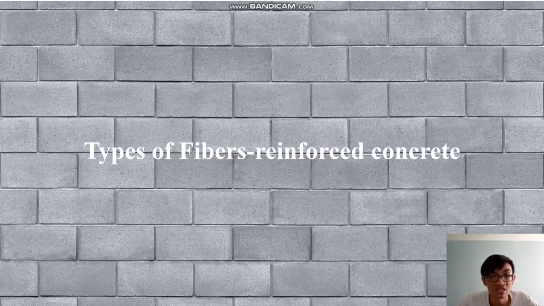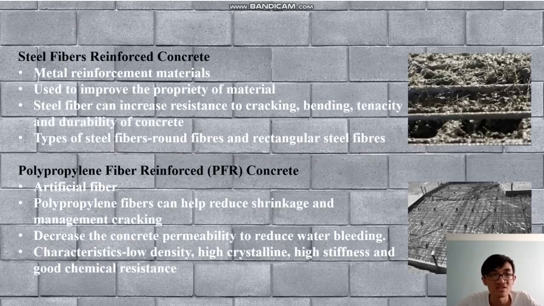I am Mong Jia Chong. I'm going to present my part, which is the types of fiber reinforced concrete. The first one is steel fiber reinforced concrete. It is a metal reinforcement material used to improve the properties of the material. There are some types of steel fiber, which are round fiber and rectangular steel fiber.